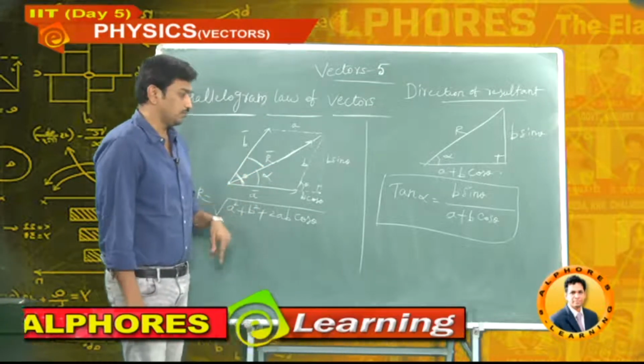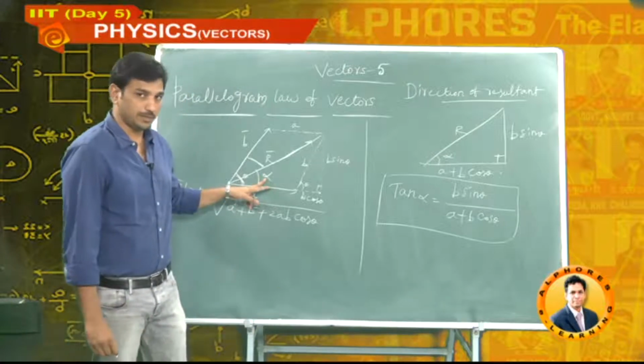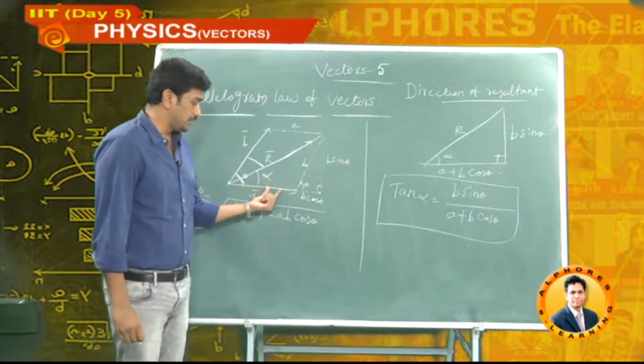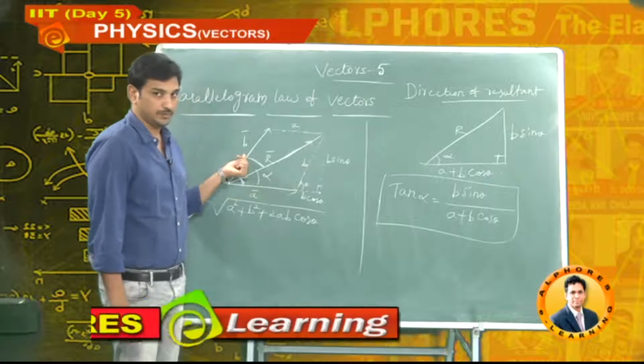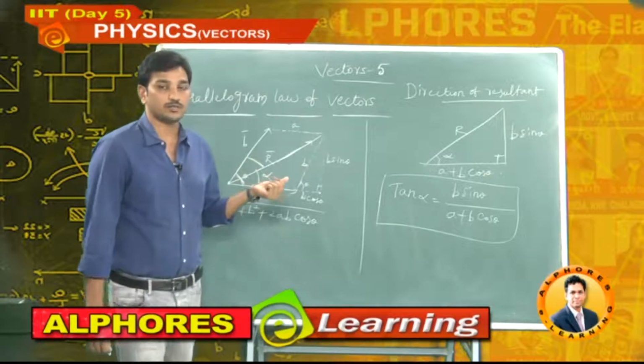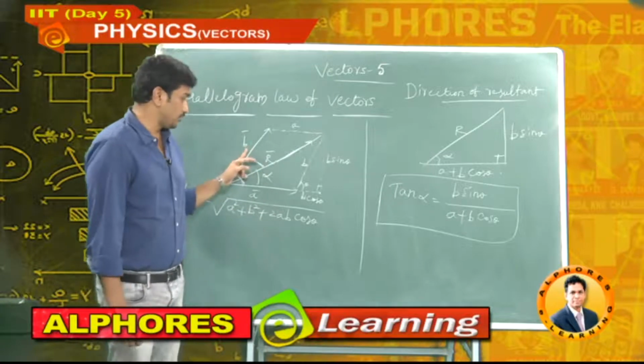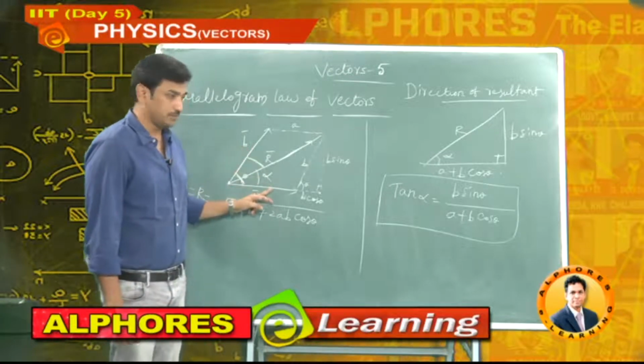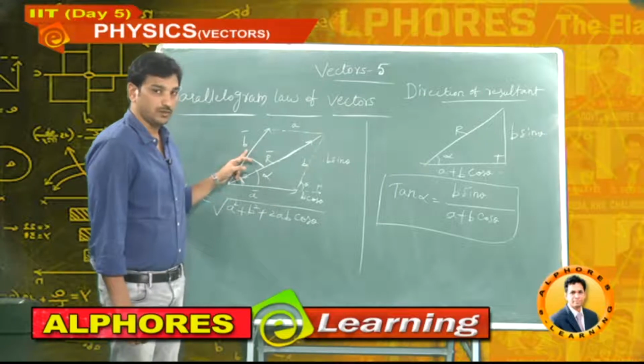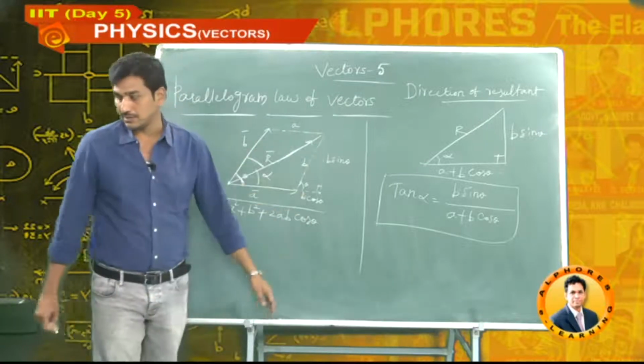Fine. Now here you should remember the point. Suppose this is 100, this is 40. Resultant is always close to the heavier magnitude side. Suppose this is 200, this is 20. Resultant is close to A bar. I will show you some examples.